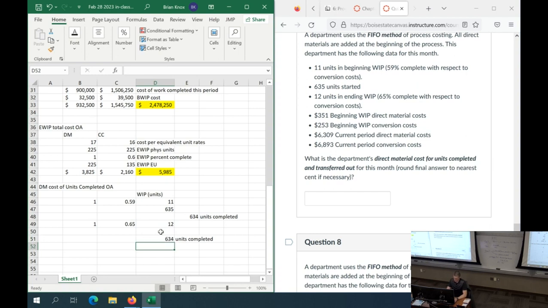Great. TEU, here, I'll put that down one, because I'm going to say TEU equals units completed minus beginning WIP equivalent units plus ending WIP equivalent units. So I have units completed now.